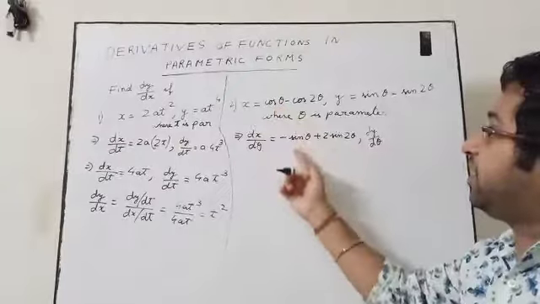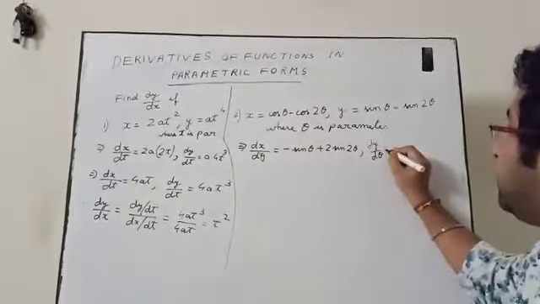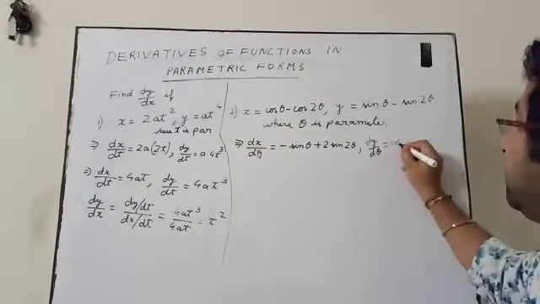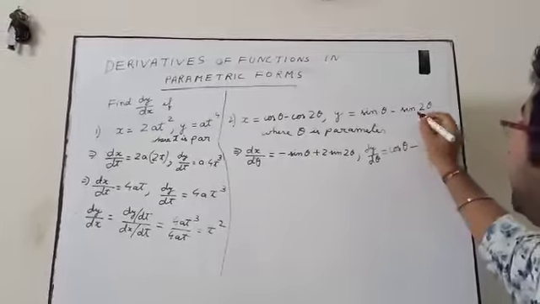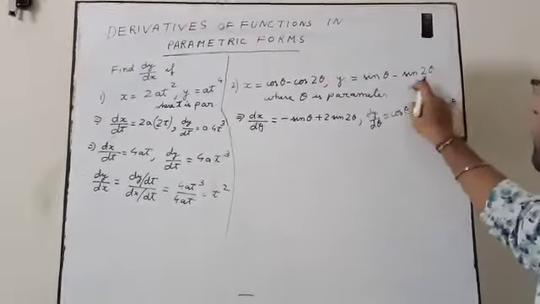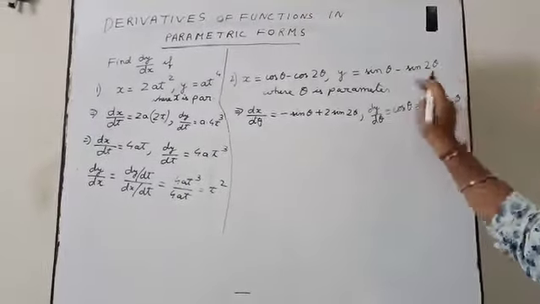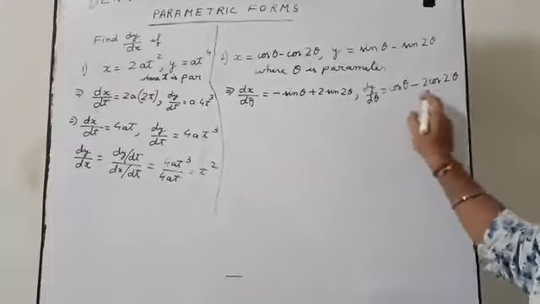dx by d theta is minus sin theta plus 2 sin twice theta. Again dy by d theta will be how much? cos theta minus, the derivative of sin twice theta is twice cos twice theta. I think all of you know the derivatives of these basic things. So therefore we got dx by d theta and dy by d theta.